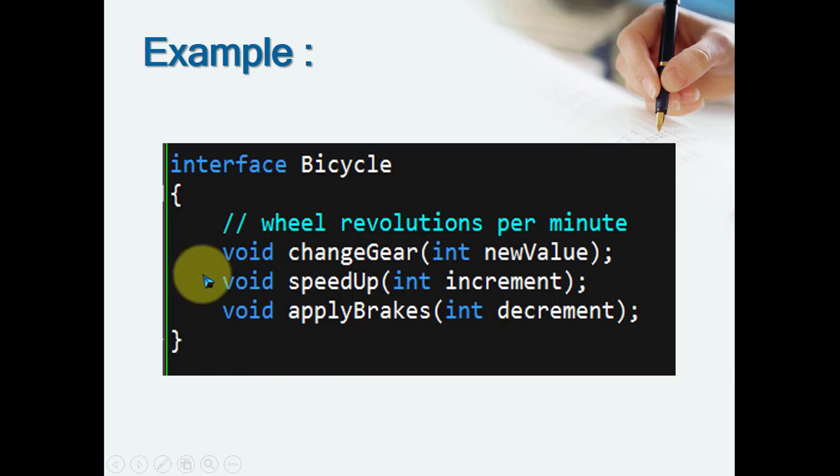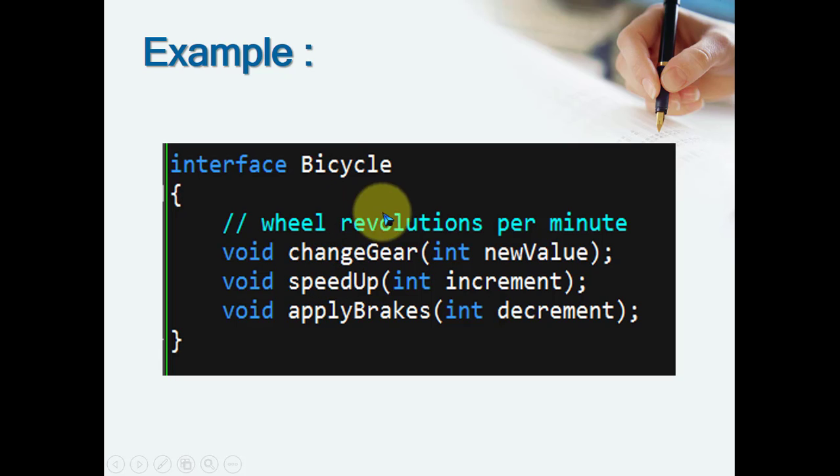For example, suppose an interface is available with the name bicycle. So basically what is a bicycle? Which entity can we say is a bicycle? Suppose we can change the gear, we can increase the speed, and we can apply the brakes. So change gear, speed up, and apply the brakes, these are the behaviors.